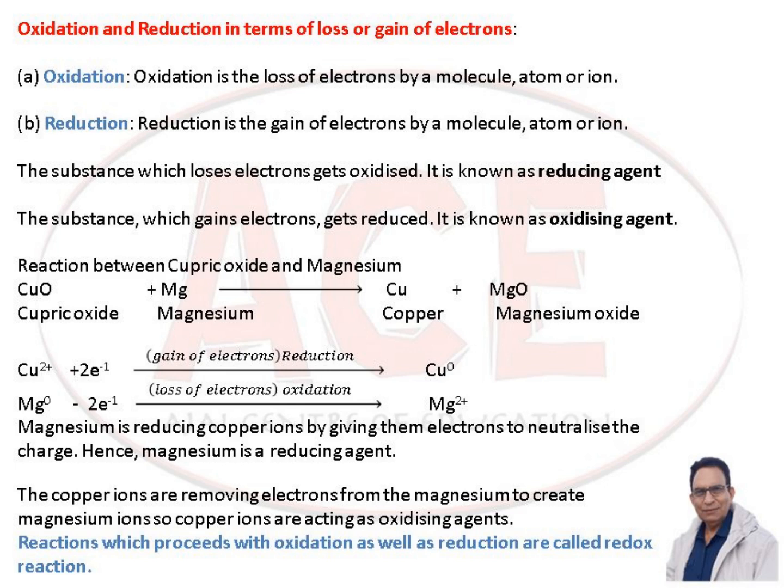Hence magnesium is the reducing agent, because we know the substance, atom or ion which loses electrons is oxidized, and it itself is known as the reducing agent. The copper ion, by removing electrons from the magnesium to create magnesium ion, is acting as the oxidizing agent. The reaction which proceeds with oxidation as well as reduction is called a redox reaction.